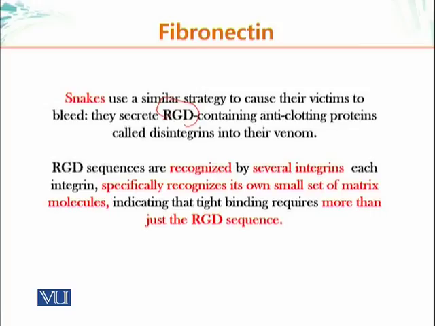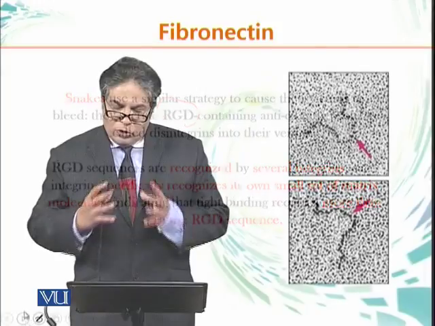We have seen that different integrins are dimers of alpha and beta subunits, and there are several types of alpha and beta subunits forming different integrins. And each integrin specifically recognizes its own small set of matrix molecules. So just binding the RGD sequence is not enough. These integrin molecules also need additional sequences that allow them to bind more strongly.